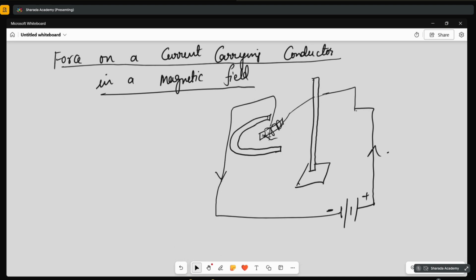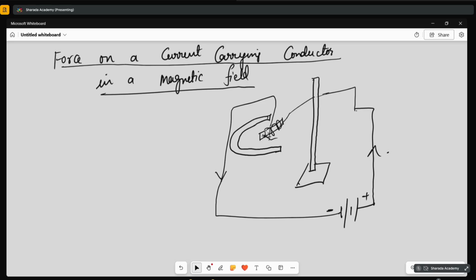So, why is the force experienced by the conductor? Because the horseshoe magnet will have a magnetic field, right? And the current carrying conductor will also produce a magnetic field. So, there are two magnetic fields experienced by the conductor.